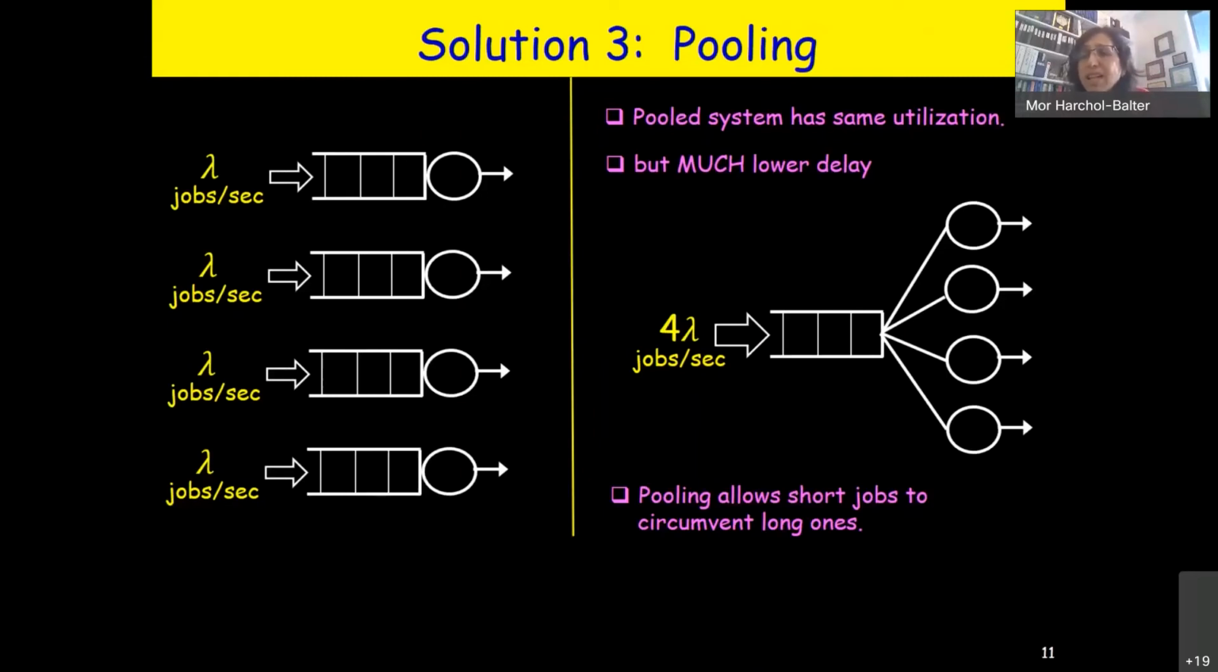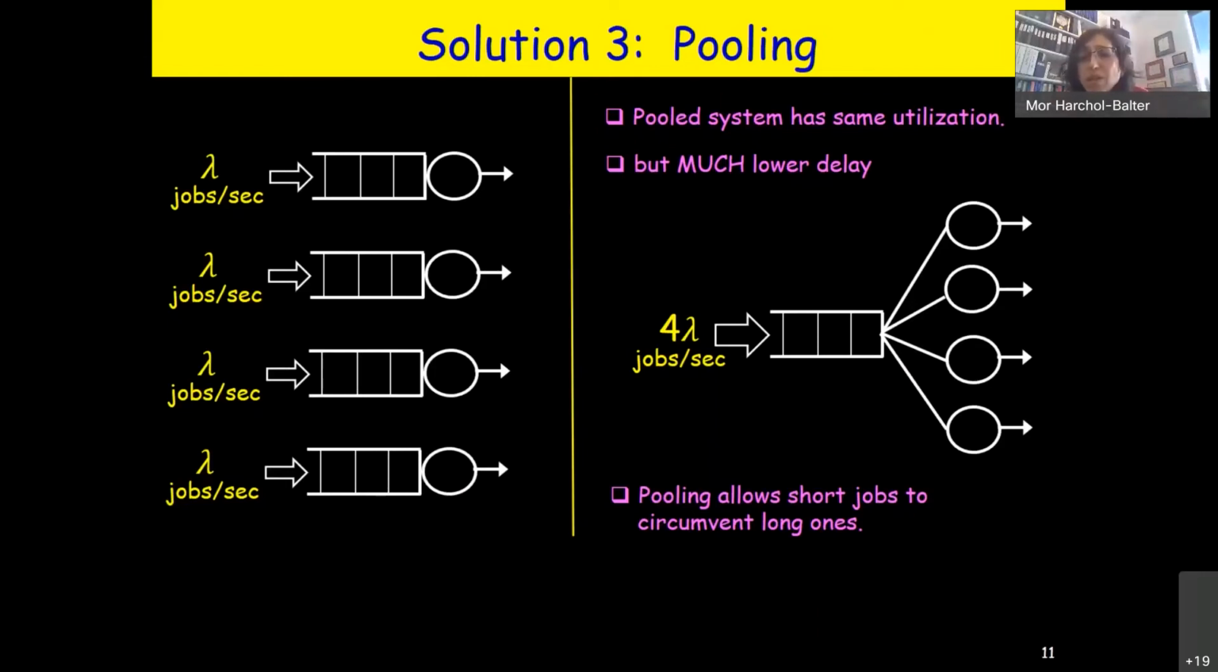This is exactly what happens when you're stuck in a line and somebody big is in front of you. You're stuck waiting behind that big guy, right? But if you have many servers in one queue, then that big one is occupying one server. There are other servers that you can go to. It's very nice for you to be able to go to one of the other servers. So pooling is a fantastic way to really lower your average delay.